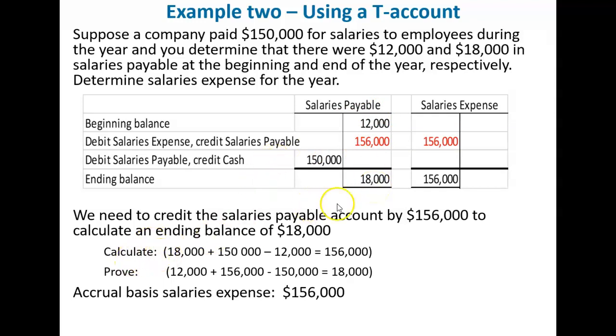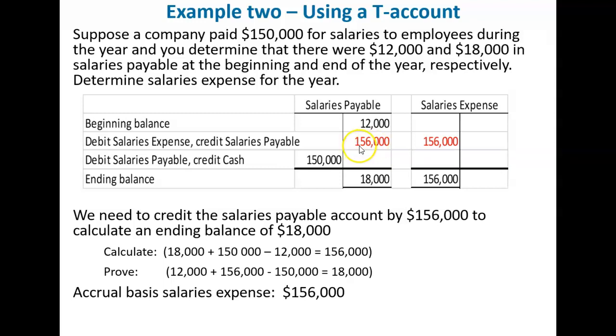You can calculate this by working backwards. $18,000 plus $150,000 minus $12,000 equals $156,000, but then work it forward to prove that you're correct. Does a beginning credit balance of $12,000 plus $156,000 credit minus $150,000 debit equal a credit balance of $18,000? And yes, it does. So the accrual basis salaries expense is $156,000, and the accrual basis journal entry would be a debit to salaries expense and a credit to salaries payable.